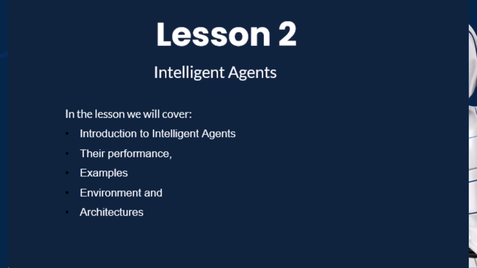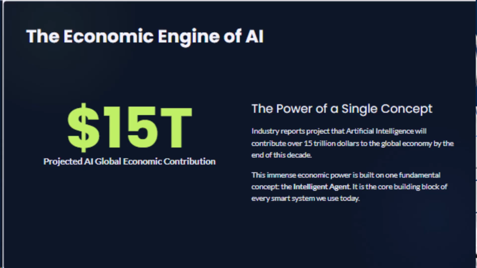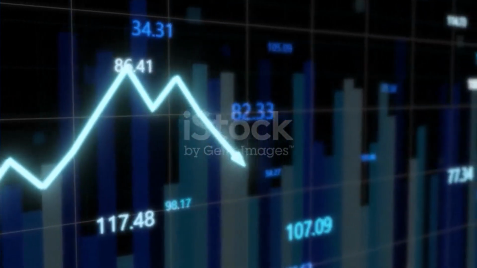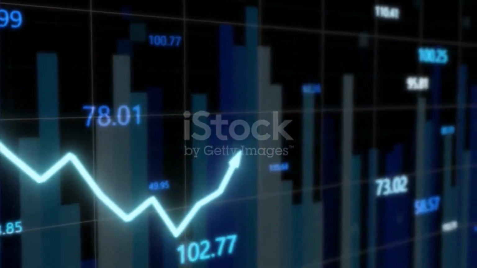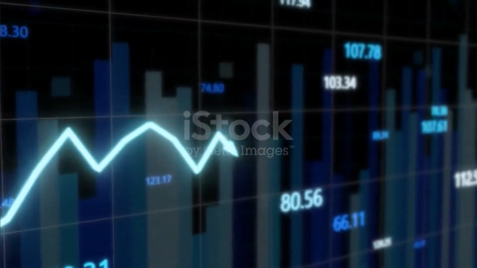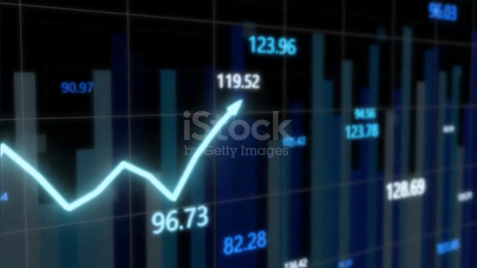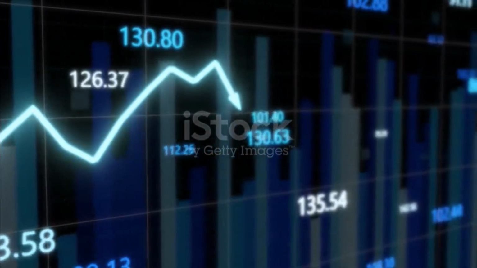So, to kick off our discussion on intelligent agents, let's consider a statistic. Industry reports project that the artificial intelligence market will contribute over $15 trillion to the global economy by the end of this decade. Now, this immense economic power is built on a single fundamental concept, that is the intelligent agent, which is the core building block of every smart system we use today.